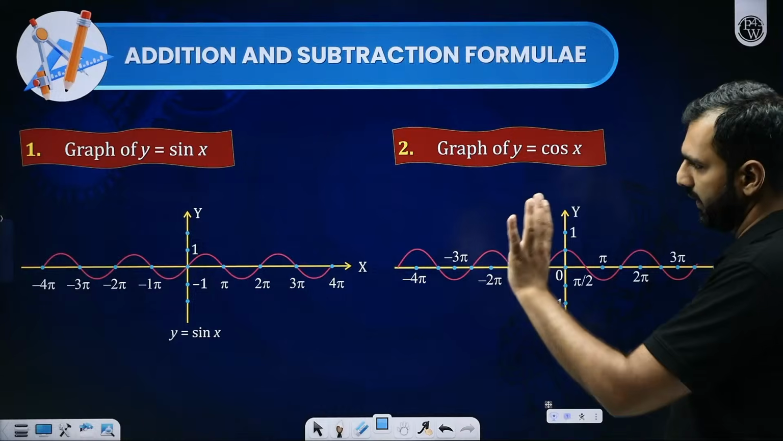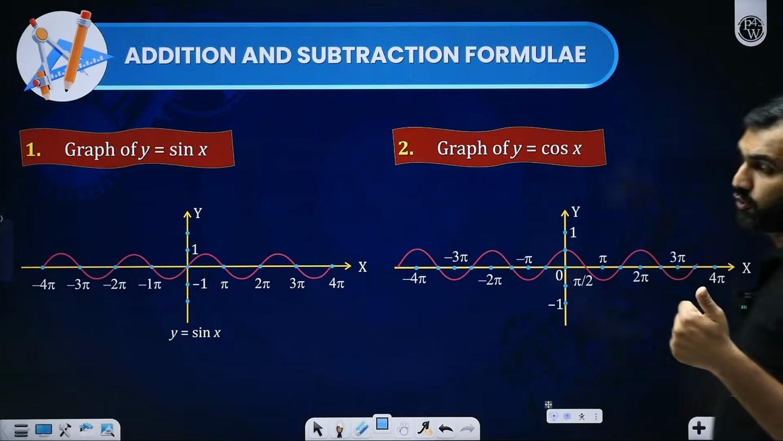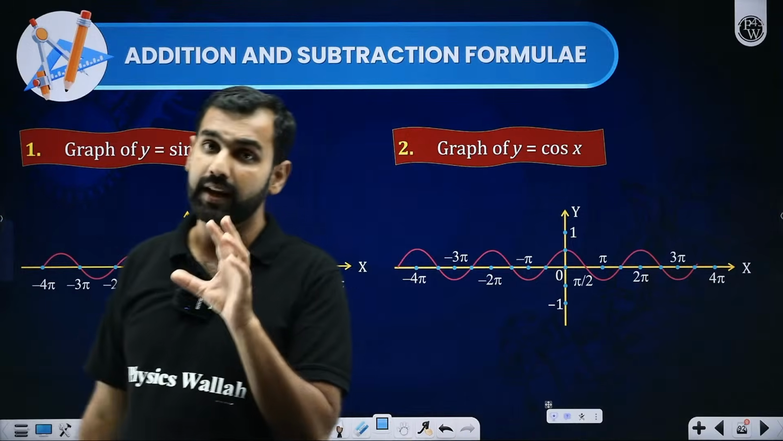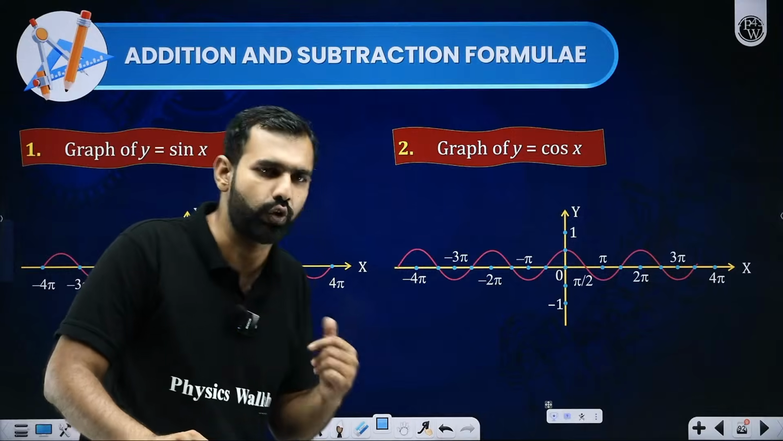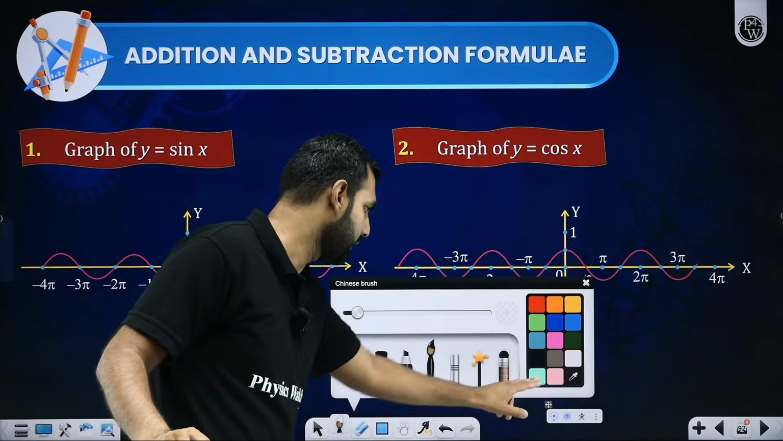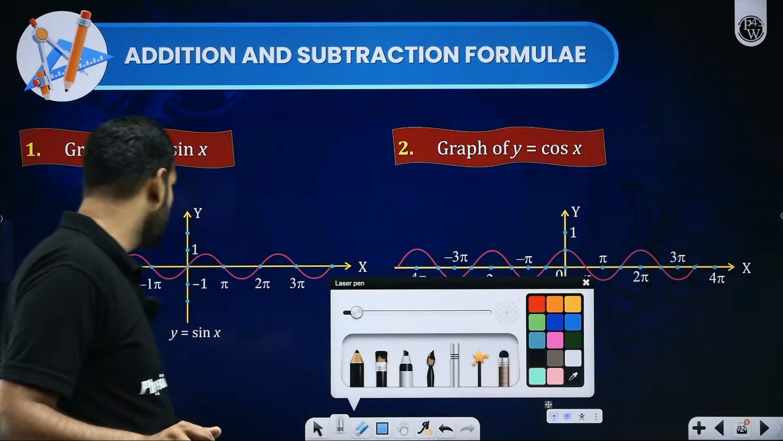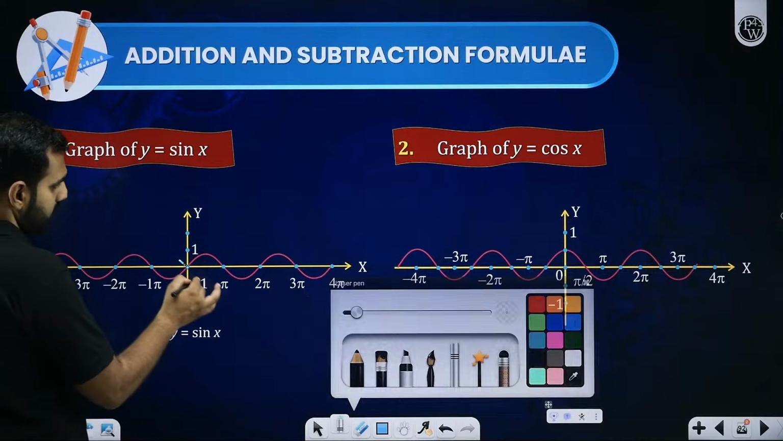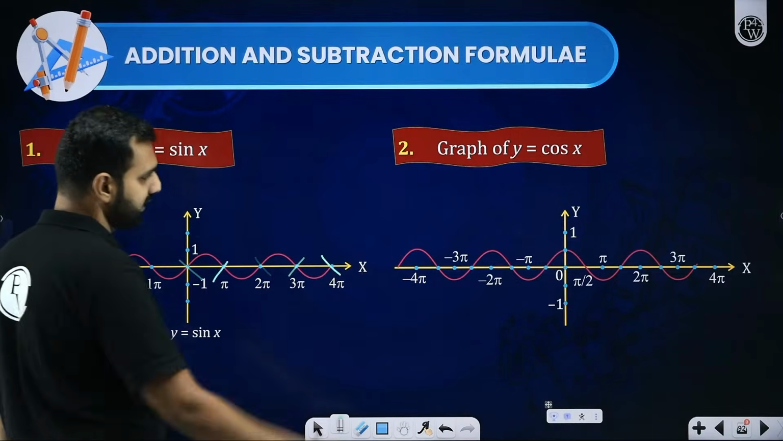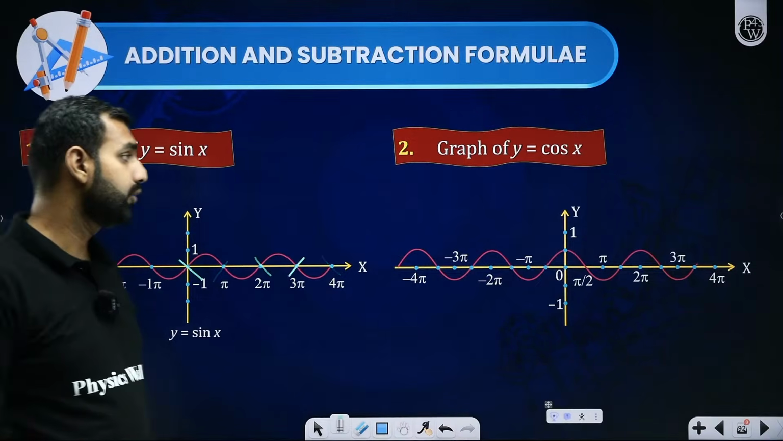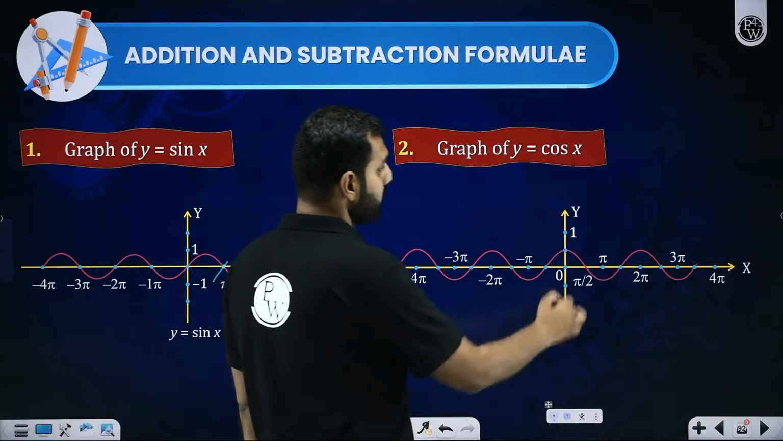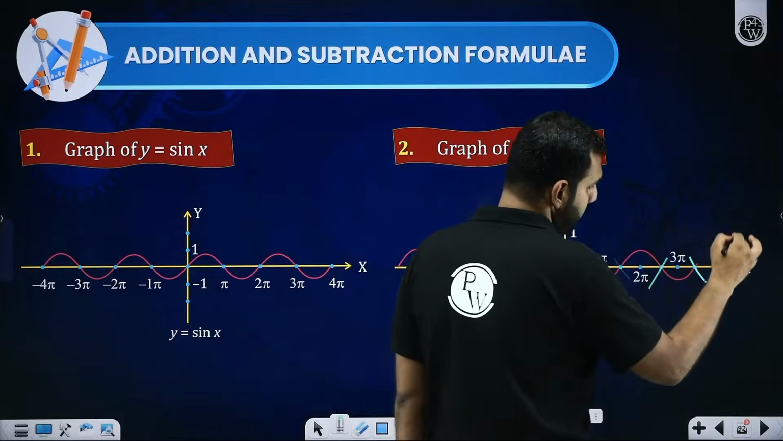These are some standard graphs which you have got to remember. Why? Because they'll help you a lot in solving a lot of questions. How? Let's talk about that. First of all, where do you see sin x to be 0? At 0, pi, 2 pi, 3 pi, 4 pi, sin x is 0. When do you see cos x to be 0? At pi by 2, 3 pi by 2, 5 pi by 2, 7 pi by 2, cos x is 0.